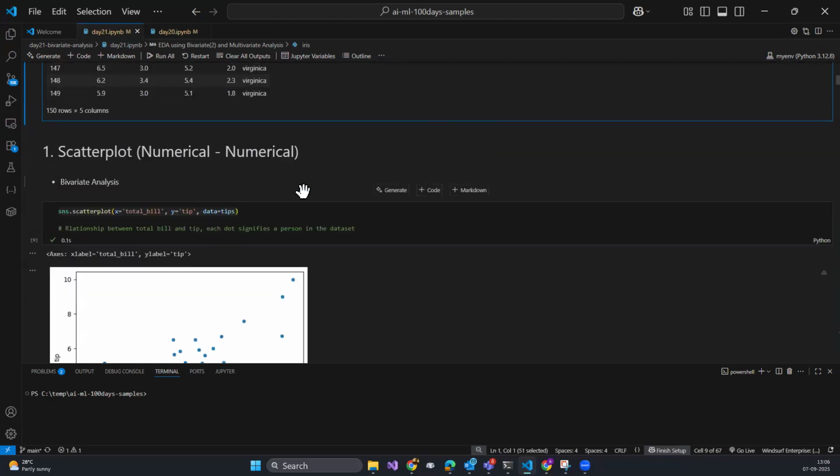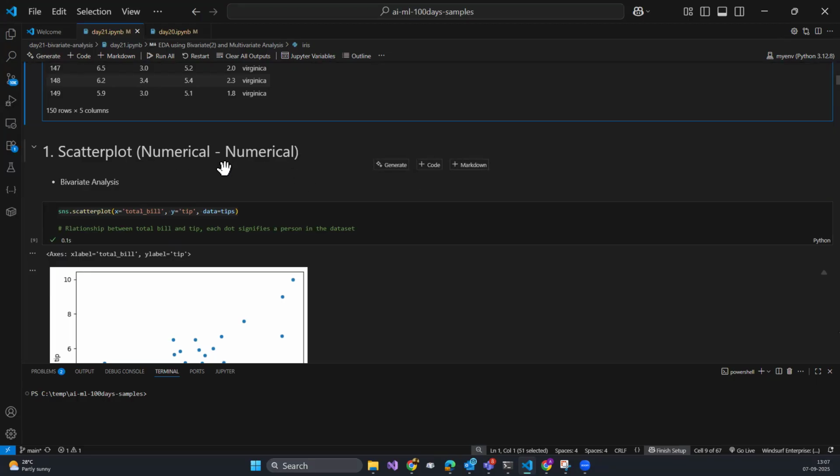So in this multivariate or bivariate analysis, when we do bivariate, it means we are doing analysis with respect to two columns, right? And in these two columns, there could be scenarios: both columns are numerical, or both columns are categorical, or one column is numerical and another column is categorical. So we will see three kinds of combinations. First we will see numerical bivariate analysis.